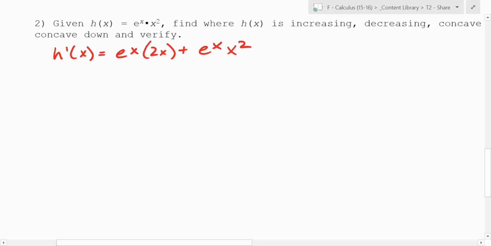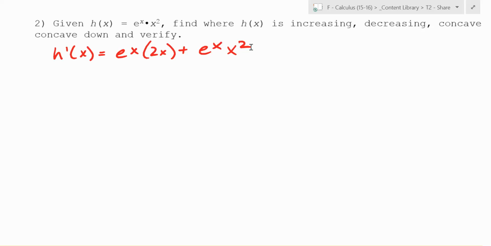So what did you factor out of both of those? That's the first derivative. Do you agree that that's the first derivative? Yes, that is the first derivative. The first derivative can tell us where it's increasing and decreasing. Where the first derivative is positive, it's increasing. Where the first derivative is negative, it's decreasing.